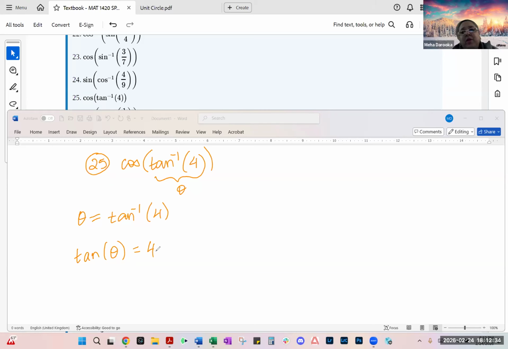Remember, when we were working with sine inverse with cosine, or sine with cosine inverse, we could use the Pythagorean identity. But when we're working with tangent, remember, the tangent Pythagorean identity goes with the secant function. So we can't really use the Pythagorean identity here. But what else can we use? You've seen the previous example, so hopefully you have an idea of what we need to do here.